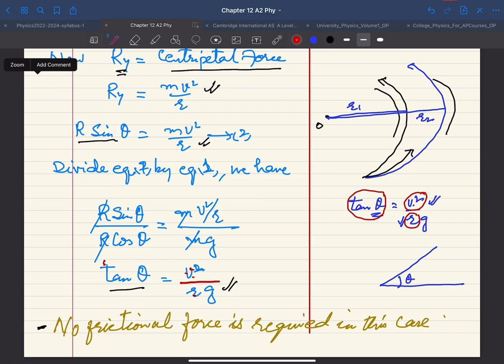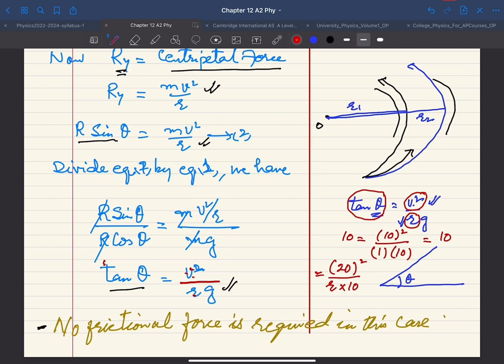Suppose, I am just giving you one example, the value is coming as 10, and you are going with a velocity of 10. I'm just taking numbers for an easy calculation. Suppose the radius is 1 meter, and g I'm taking as 10. So the calculation says the value of tangent theta is coming as 10. But if you want to increase the velocity from 10 to another value, suppose you are going with 20, so 20 squared divided by 10, but then what will be the value of R?